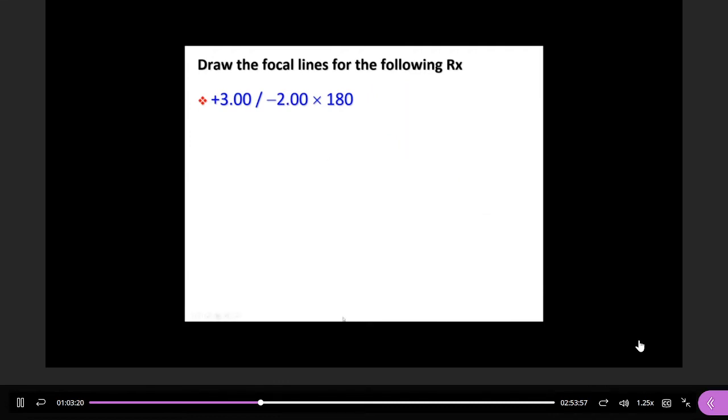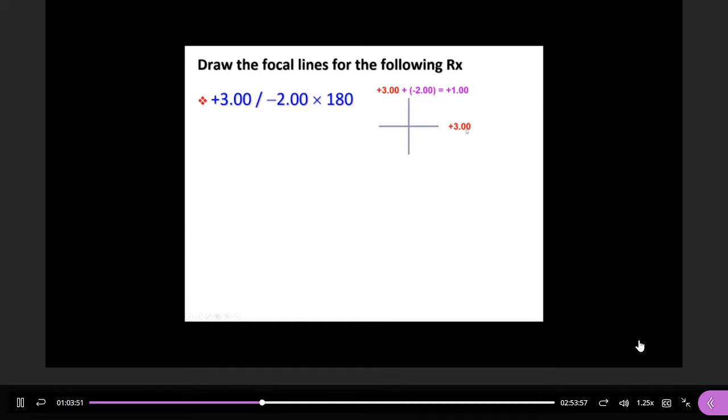So how do we draw the focal line for the following prescription? These patients have plus 3, which is in both meridians, right? Horizontal and vertical. However, these patients have 180 astigmatism. If these patients have 180 minus 2, what is the power? Power is vertical, should be here. So add them up, it is like this.